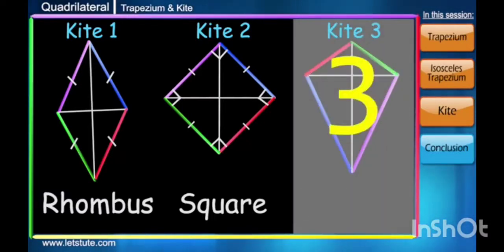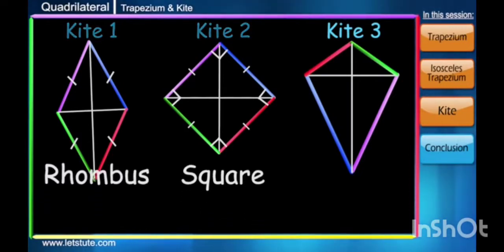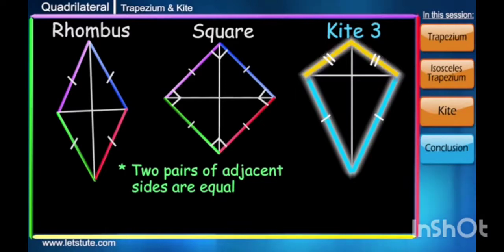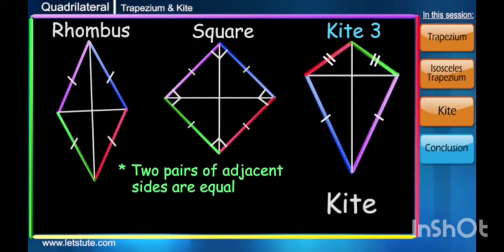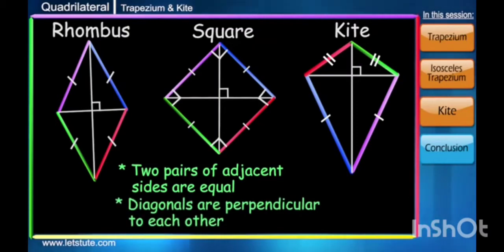My third kite is a very special one. We haven't seen such a quadrilateral till now. Both pairs of adjacent sides are equal. This is one of the criteria for a quadrilateral to be a kite. There is one more property which is only found in a kite: we can see its diagonals are perpendicular to each other. Precisely speaking, one of the diagonals is a perpendicular bisector of the other.